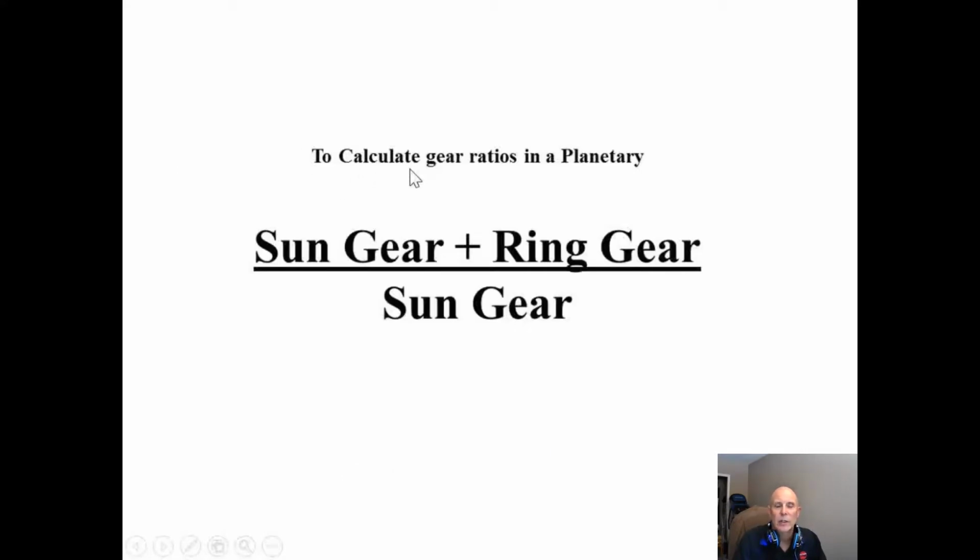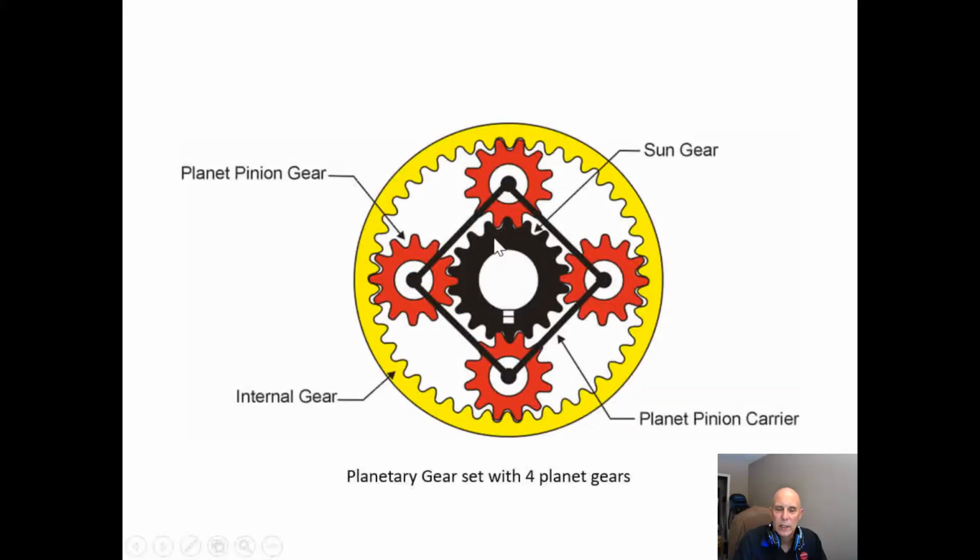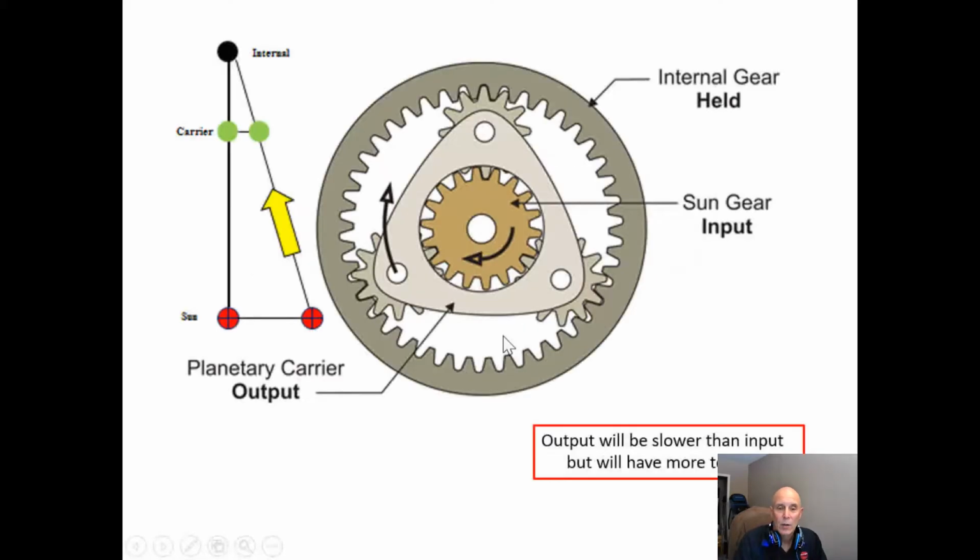Now, here's how this works: you take the sun gear plus the ring gear, and then you divide it by the sun gear. Planet carriers, because they're idlers, don't count in our gear ratio. Okay, so let's just take a quick look at how we determine what this is.